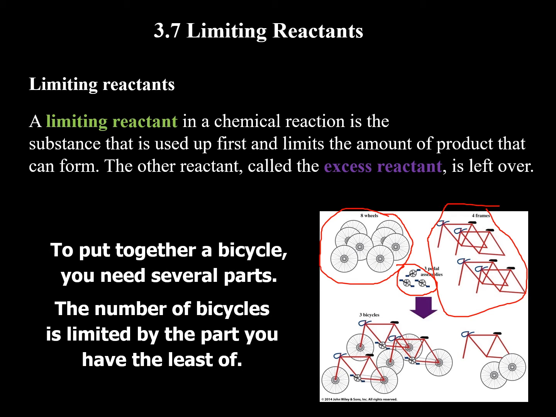The excess reactant, the ones that are left over, would be the frames and the wheels. And the limiting reactant would be the pedals. So again, the limiting reactant is the one that will run out first.